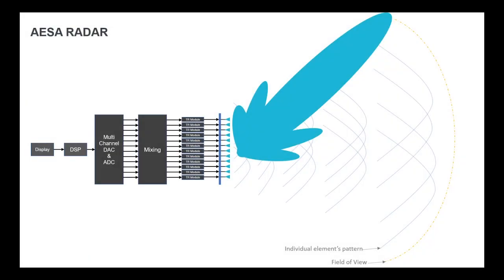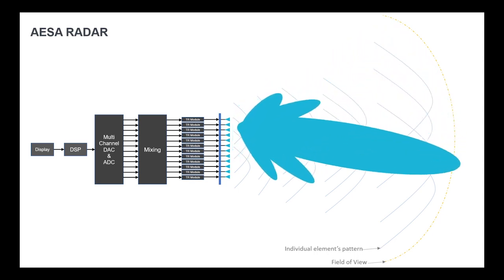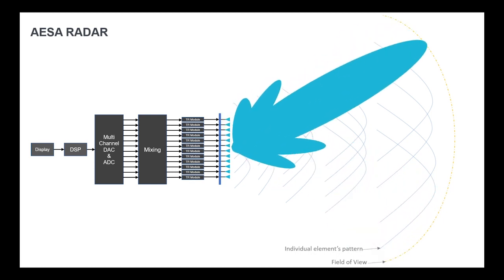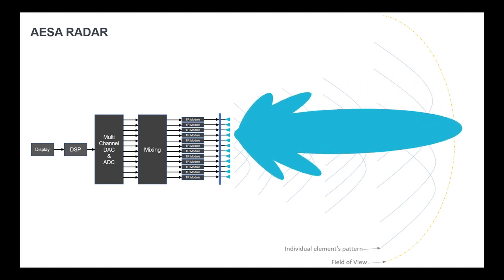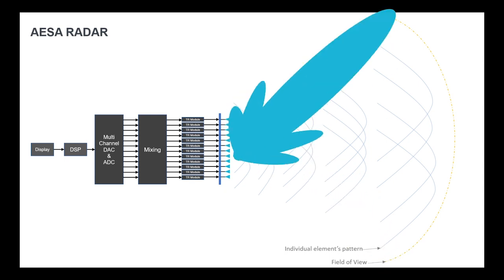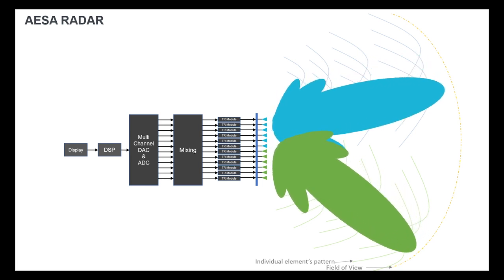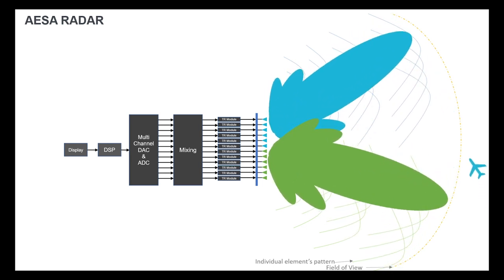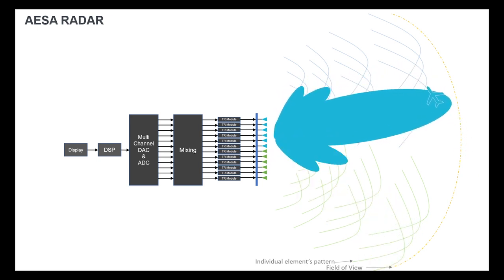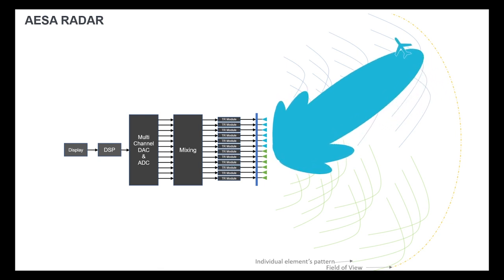An AESA radar operates in 2 modes, scanning and tracking. In the scanning mode, it steers the radar beam across the field of view in search of a target. This beam steering is achieved by manipulating the phase and amplitude of each transmit-receive module. While an AESA radar can generate multiple beams to swiftly survey the field of view, this approach impacts the transmit gain, consequently affecting the range. Once a target is detected, the AESA radar locks onto it and continuously tracks its movement.